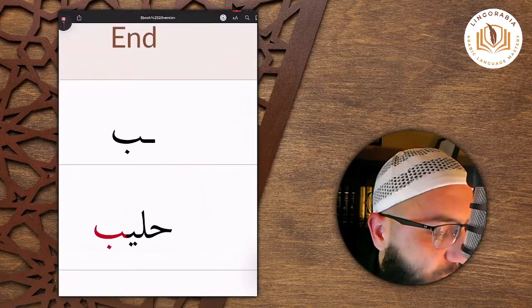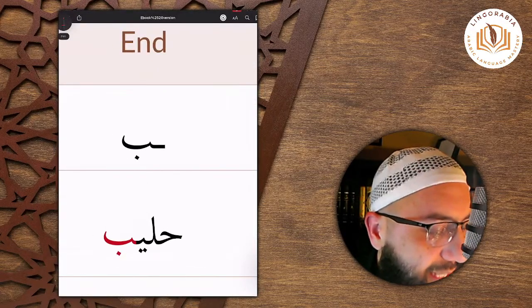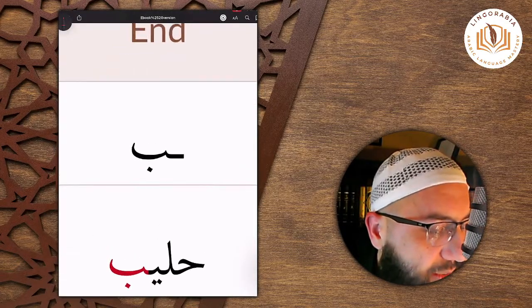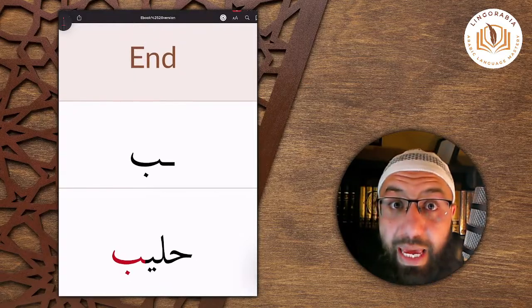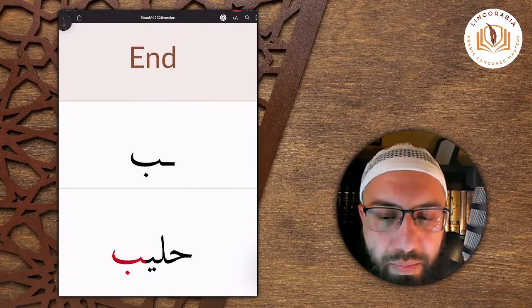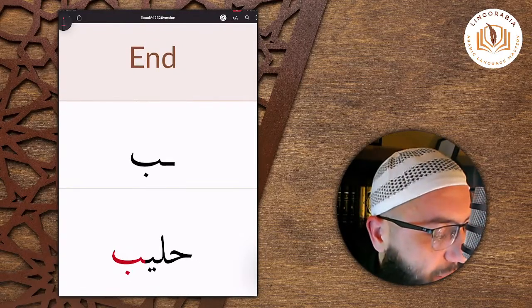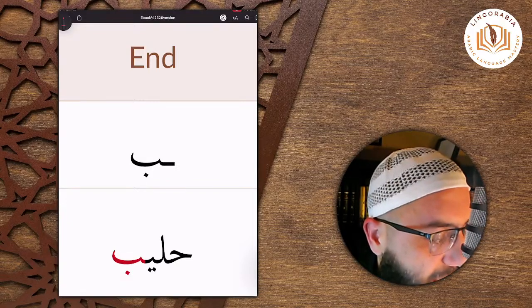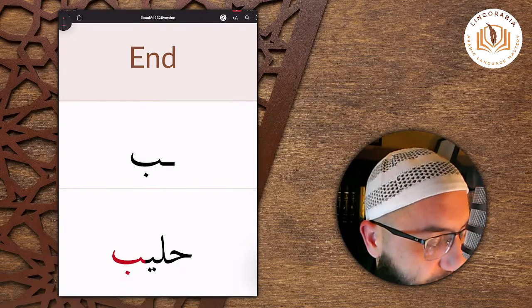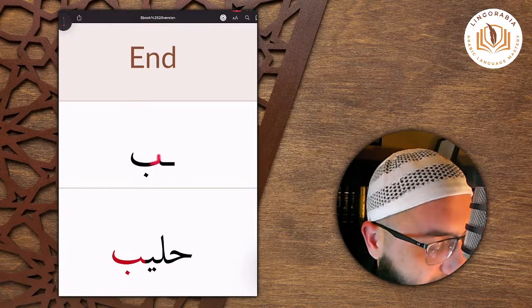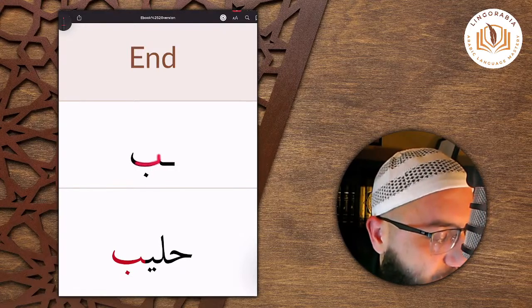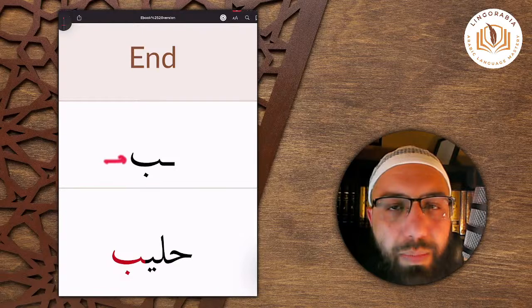you see that it will slightly return to its shape in isolated form. It will become bigger, but a little bit different. If normally we write like this, that's the isolated form. But it will be a little bit different, but the size will be similar.